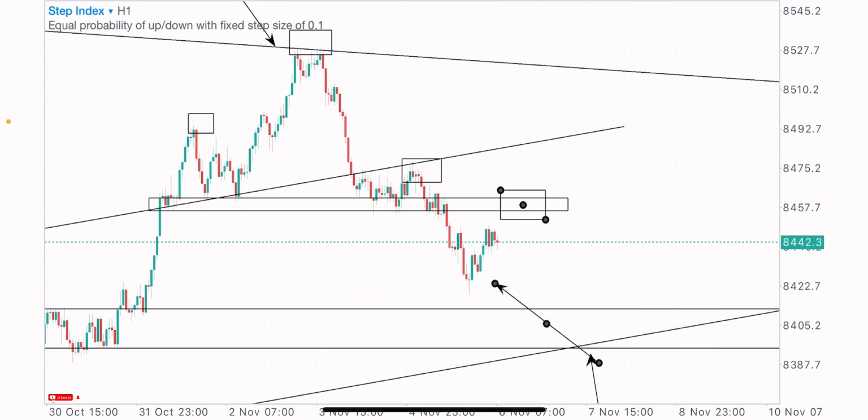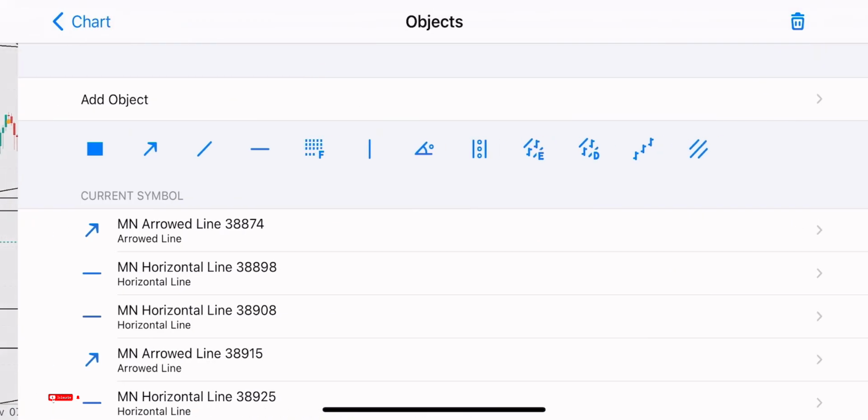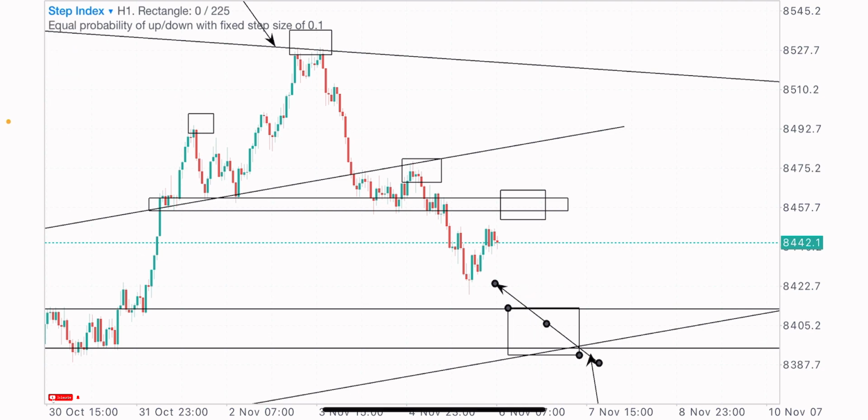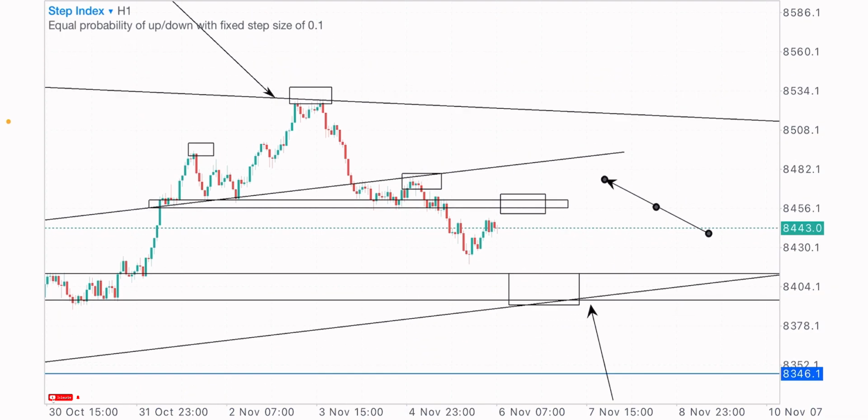I'm looking out for sell opportunities on step index, and as well looking out for buy opportunities on step index at this point. So these are my two zones I'm looking at for trade opportunities. So I'm watching closely for market confirmations on the approach of any of these levels to take a trade on step index. So that's my view and market analysis on step index.